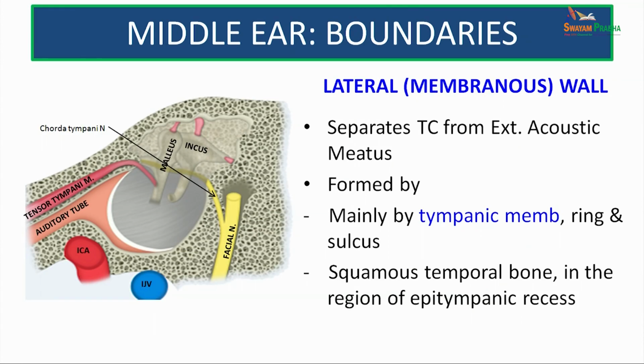Now, we come to the lateral or the membranous wall. The main structure is the tympanic membrane, and this wall separates the tympanic cavity from the external acoustic meatus. So, it is mainly formed by the tympanic membrane, with its ring and the sulcus, and there is a squamous temporal bone in the region of the epitympanic recess.